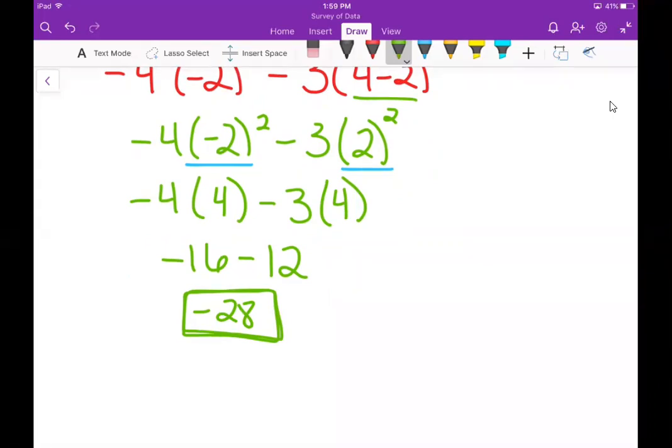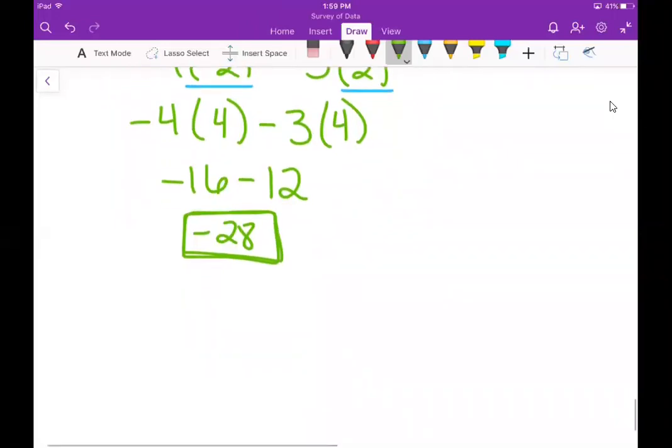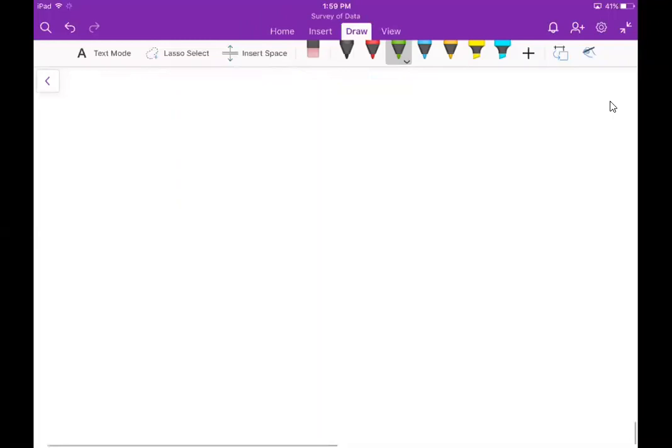We also looked at expressions that we needed to evaluate. So I want to look at expressions that have multiple operations that we need to evaluate. So these last couple of examples are going to include that.